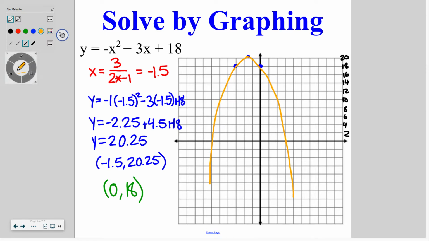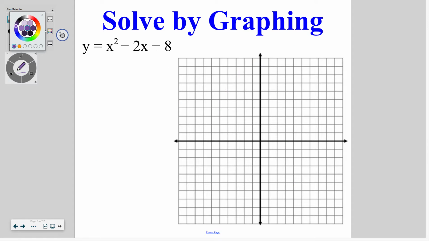And then what I'm going to go ahead and do is I need to figure out where does that graph hit the x-axis. So we are looking at these 2 points. And my answers are going to be x is equal to negative 6 and x is equal to positive 3. So those are the 2 points where our parabola touches the x-axis. Go ahead and try this one on your own.